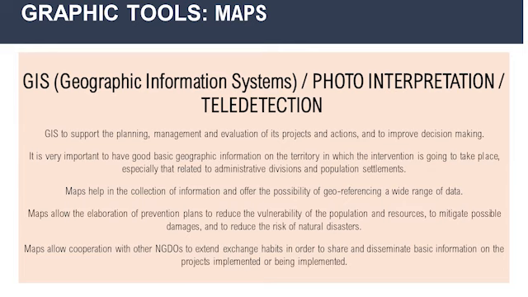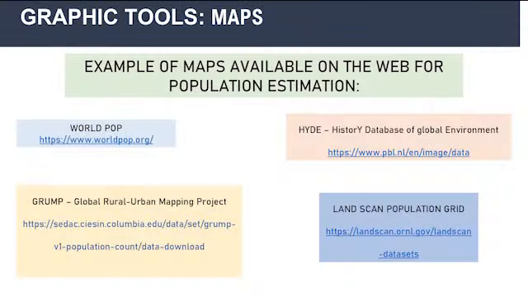And the maps also allow the elaboration of prevention plans to reduce the vulnerability of the population. The maps allow the cooperation with other NGOs or with other stakeholders. So here we are going to leave you some examples of the maps available on the web, for example, population estimation. That before, when we are designing a project or when we are identifying a project, is very useful to have this kind of maps.